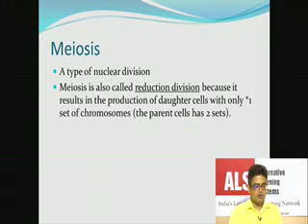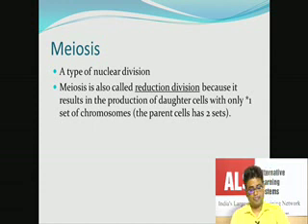It is a type of nuclear division, and it's also called a reduction division because it results in the production of daughter cells with half the set of original number of chromosomes. Okay, so we can say the daughter cells will have only one set of chromosomes compared to the parent.